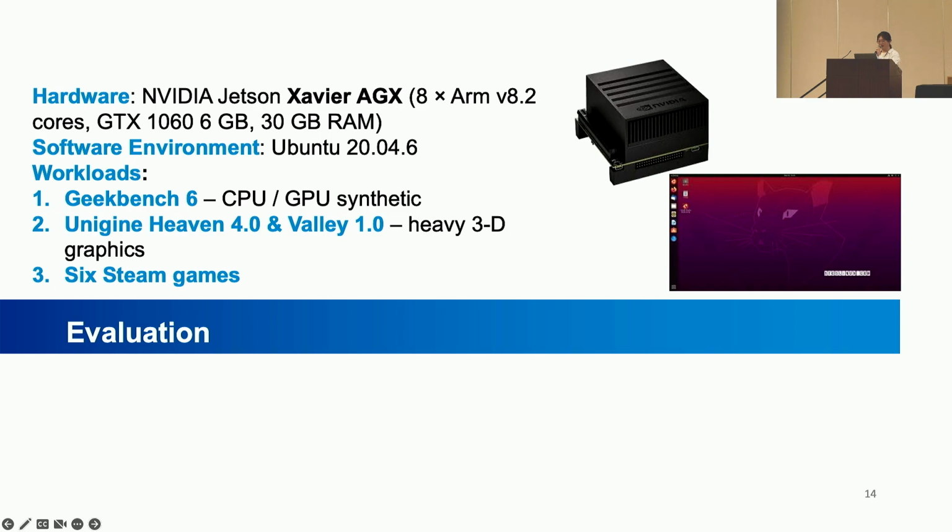To validate that our flag-aware translator delivers benefits beyond micro-benchmarks, we integrated it into Box64 and deployed the whole stack on a NVIDIA Jetson AGX developer kit: eight ARM v8.2 cores, a discrete GTX 1060, and 30 GB of RAM, running Ubuntu 20.04 LTS. We stress the CPU with Geekbench 6 and the GPU with the Unigine Heaven 4.0 and Valley 1.0 3D benchmarks. The end-to-end game pipeline with six diverse Steam titles, mixing synthetic graphics, heavy load and real gameplay, lets us isolate the raw compute gains, rendering smoothness and practical FPS improvement inside the very compatibility layer we aim to accelerate.